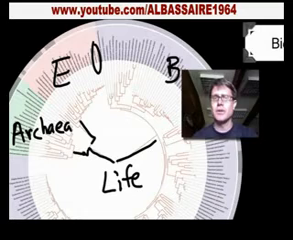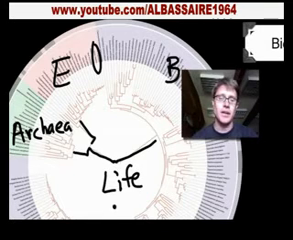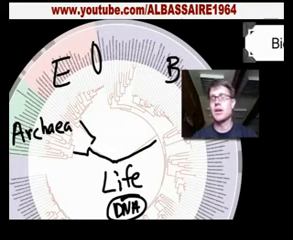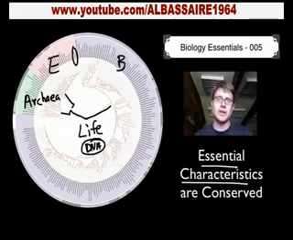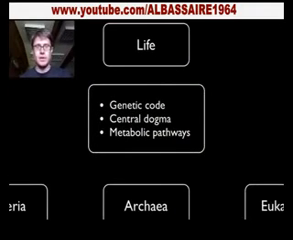But it also shows that there are certain characteristics that are shared by all of life. In other words, all of life has DNA. And so that must have originated very early in this tree of life. And so today, what I'm going to talk about are essentially characteristics, essential characteristics, in other words, things that are required for life and how they're conserved or how they stick around through time.